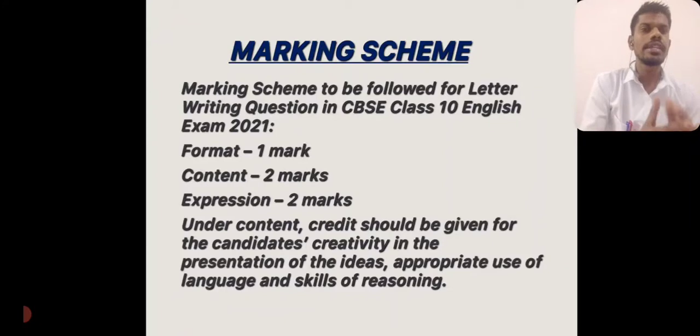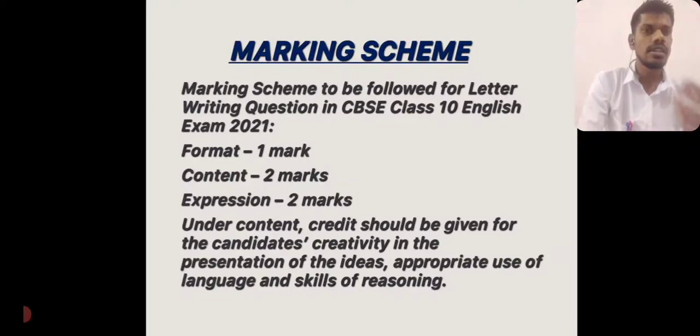So let us see the marking scheme for this letter to the editor. The marking scheme to be followed for the letter writing question in the CBSE Class 10 English exam 2021. For format, it carries 1 mark. When you are writing the format, keep in mind that you should not use any punctuation. At the same time, keep in mind wherever you are supposed to use capital letters, that also counts from the point of view of examination.